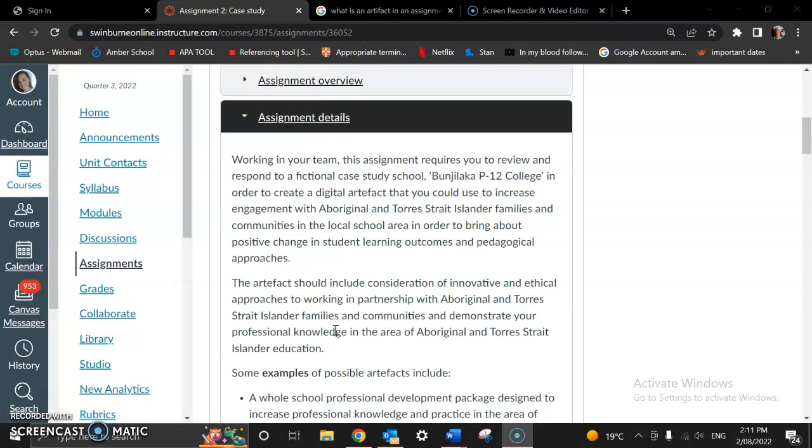The assignment is asking you to work in a team, which I will be allocating in the discussion boards, and I will provide information on that alongside this. You're going to review and respond to a fictional case study, which you'll find below, on the Bunjalaki College in order to create a digital artifact.